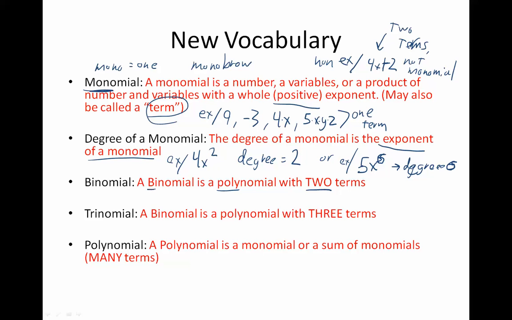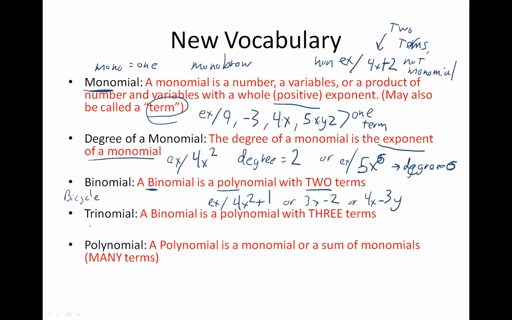All right, a binomial is a type of polynomial with 2 terms. Now, the word bi should be a clue there. Mono means 1, bi means 2, like bicycle, right? A bicycle has 2 wheels. Bi means 2, so this is a polynomial with 2 terms. Some examples would be 4x squared plus 1, or 3x minus 2, or 4x minus 3y, right? These are all examples of binomials.